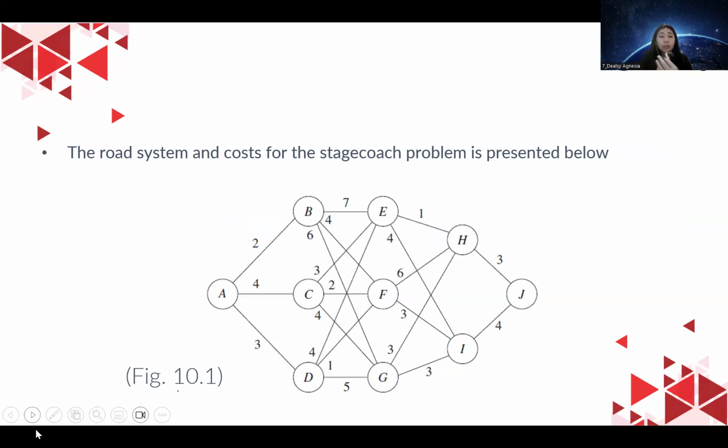Here we see the road system and the associated costs for each stagecoach run. The costs are represented by c_ij, where i is the current state and j is the next state. For example, the cost from state A to B is 2, while the cost from state A to state D is 3. These costs will help us determine the safest and cheapest route.